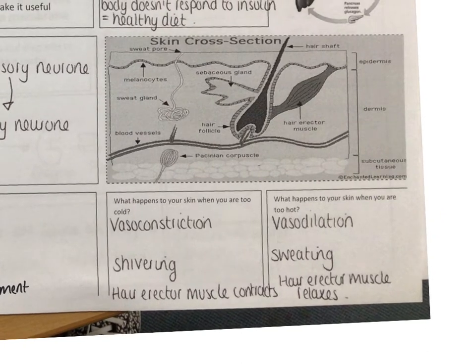What happens to our skin when we are too cold? So with our skin, when we are too cold, we have vasoconstriction, and that is where our blood vessels narrow to prevent heat loss. And then we obviously shiver when we're cold, and our hair erector muscle contracts, and with that the hairs stand up.